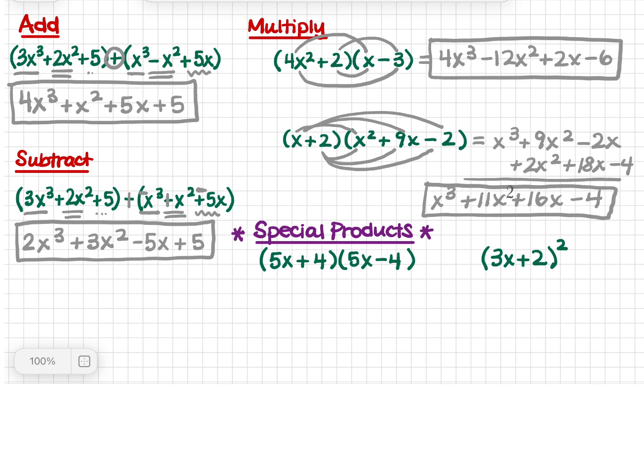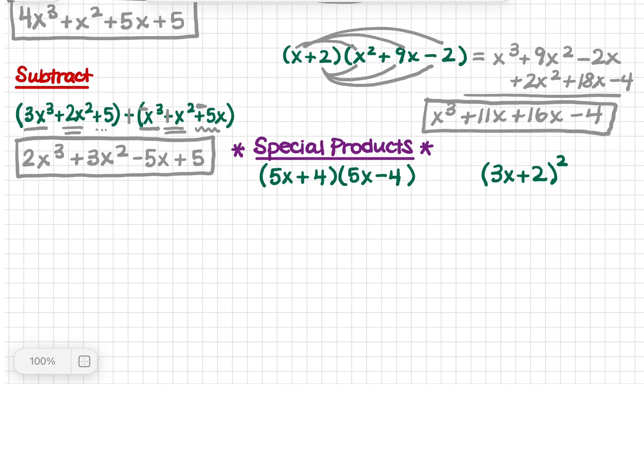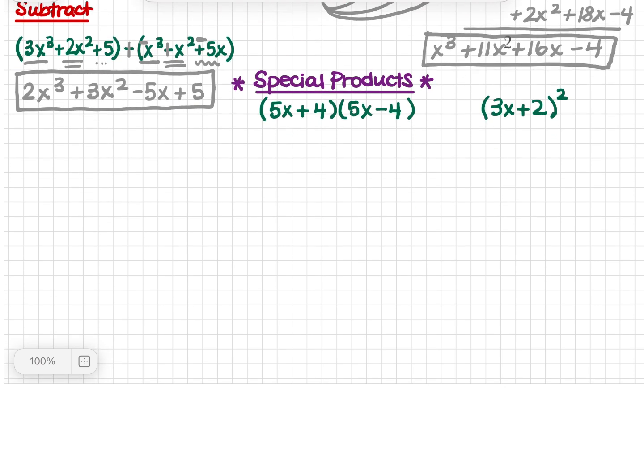All right. The last thing I wanted to talk about is something that's going to be on your worksheet when you're done. And you might see a little bit of this on your quiz, only because it's not really anything new. It's something that you've seen before. This is a binomial times a binomial. It's just a special type of binomial. They call them conjugates. 5x plus 4 and 5x minus 4.